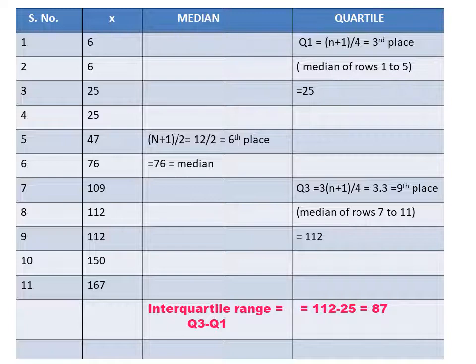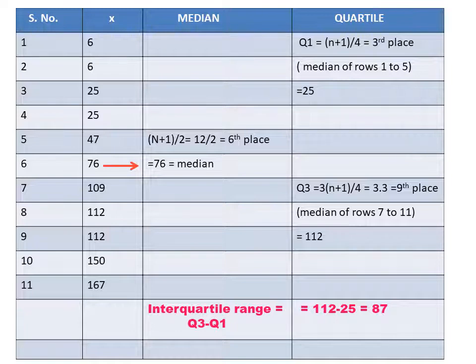Now, to find the median, which means the centermost point, you divide the data into 2 equal halves. The formula you studied in class 8 is n plus 1 by 2. If you have an odd number of data, here 11, you use n plus 1 by 2, that is 11 plus 1 by 2, that is 12 by 2, which comes out to be the 6th place. The number in the 6th place is 76. So the median will be 76.